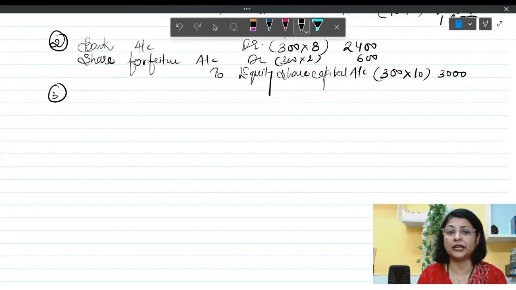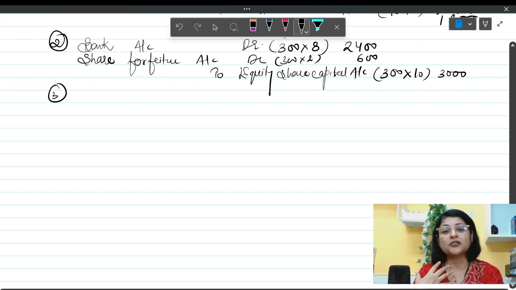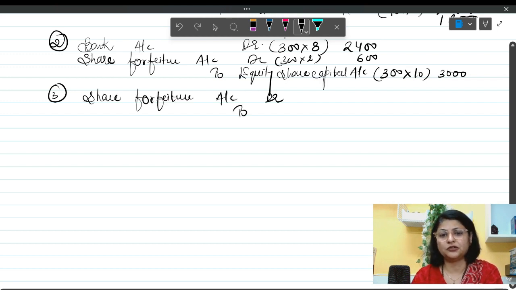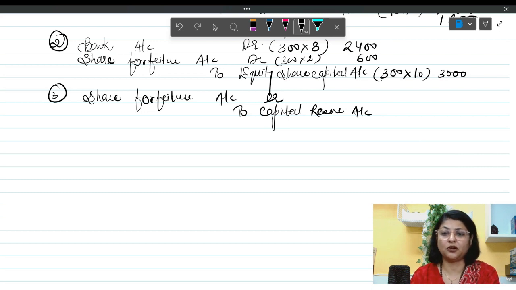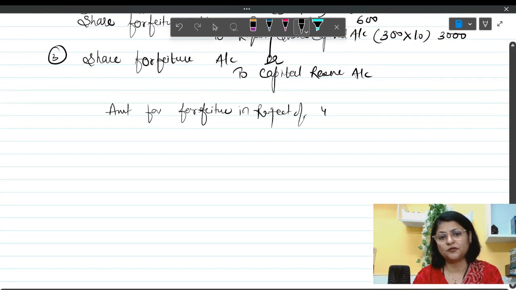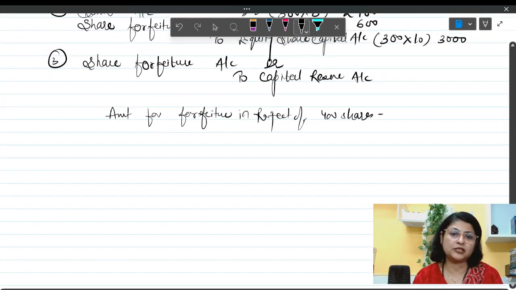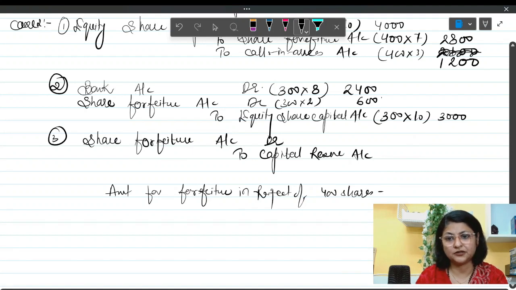There is no difference in the entry, only the amount is going to be different. So first we'll write down the entry and then calculate the amount, and here you have to be careful. The entry for transferring the balance of share forfeiture to capital reserve is share forfeiture account debit to capital reserve. And how much amount? Let us see. For 400 shares, the amount for forfeiture was 600 rupees.